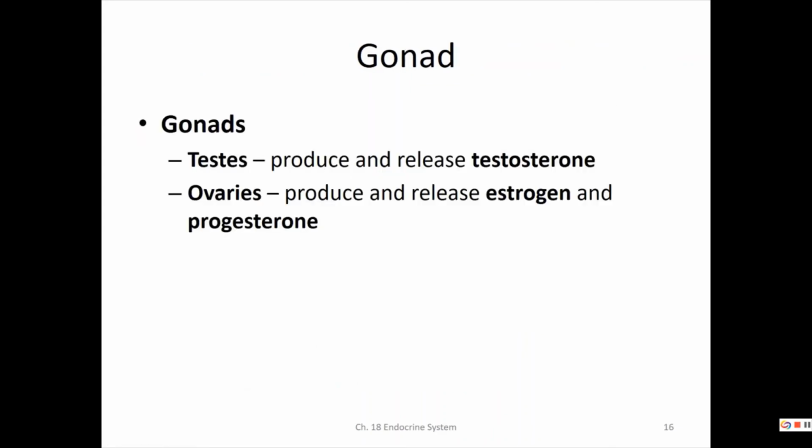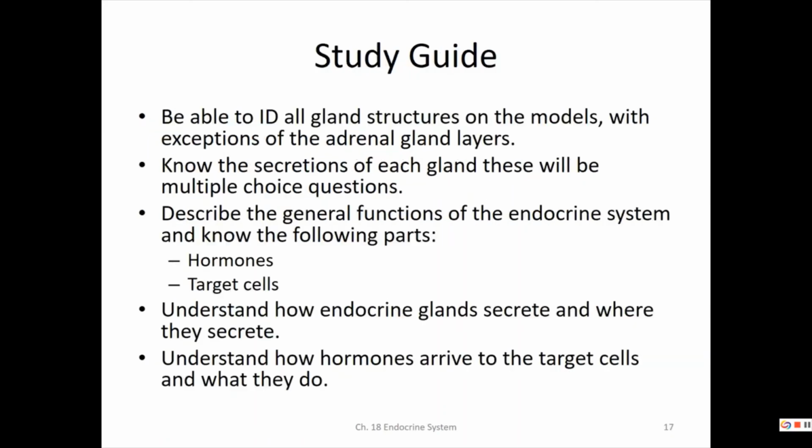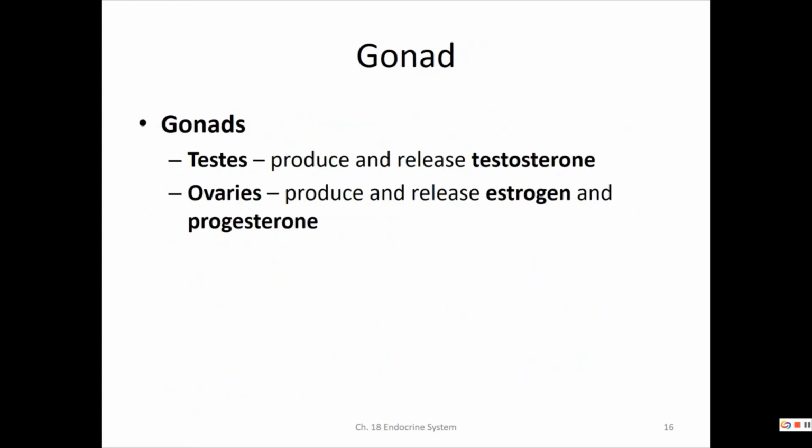Now the gonads. So gonads are testes and ovaries. Remember, the testes make testosterone, and the ovaries make estrogen or progesterone. There's not a good diagram here yet.